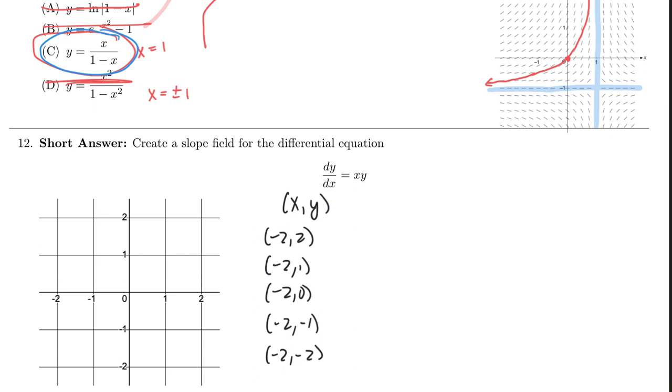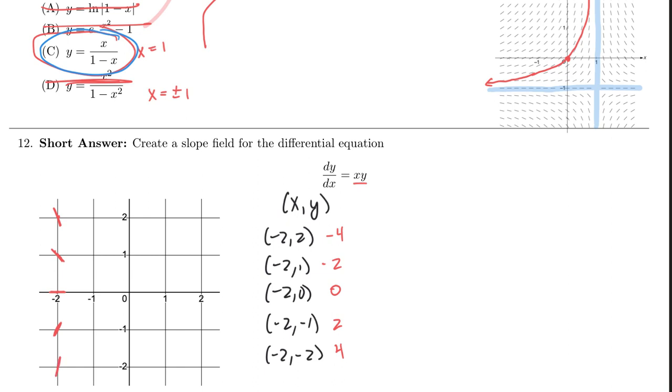And for all of those, I'm going to plug into my function. When I plug in negative 2 times 2, I get negative 4, negative 2, 0, positive 2, positive 4. So these are telling me the slopes of my tangent lines at those points. At negative 2, 2, which is this point, I have a slope of negative 4, a pretty sharp slope like that. At negative 2, 1, I have a slope of negative 2, which is a little less steep. Negative 2, 0, it's flat because it's a horizontal slope. Negative 2, negative 1, it's 2, pretty much the opposite of negative 2, 1. And negative 2, negative 2 is positive 4, so another sharp one like that.